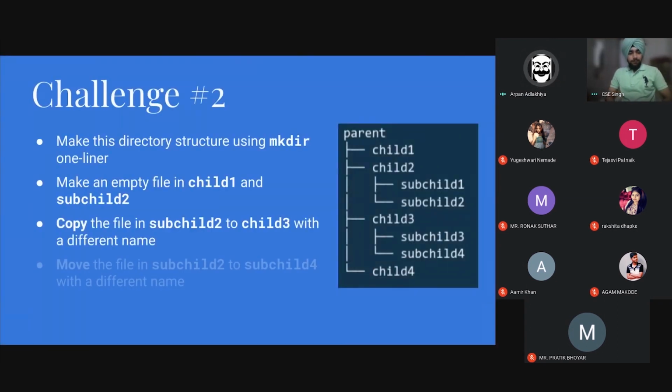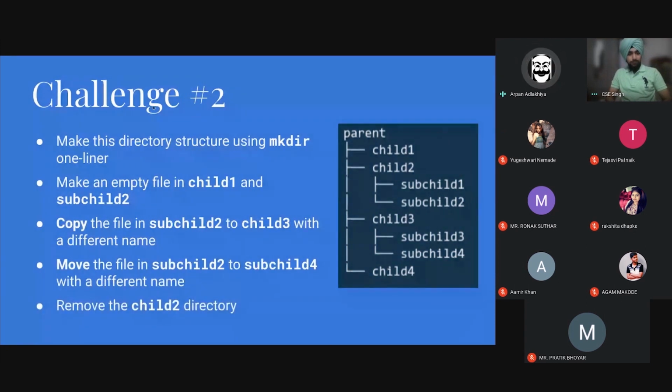So this is challenge 2. Basically, you have to create this kind of a structure. You already saw this kind of structure while I was demonstrating. You have to create this structure in your IDE, but you have to use the mkdir command in one line. That is, you cannot do mkdir parent, then go into that using cd, then mkdir child1, mkdir child2. Not like that. You have to create this structure in just one line of mkdir.